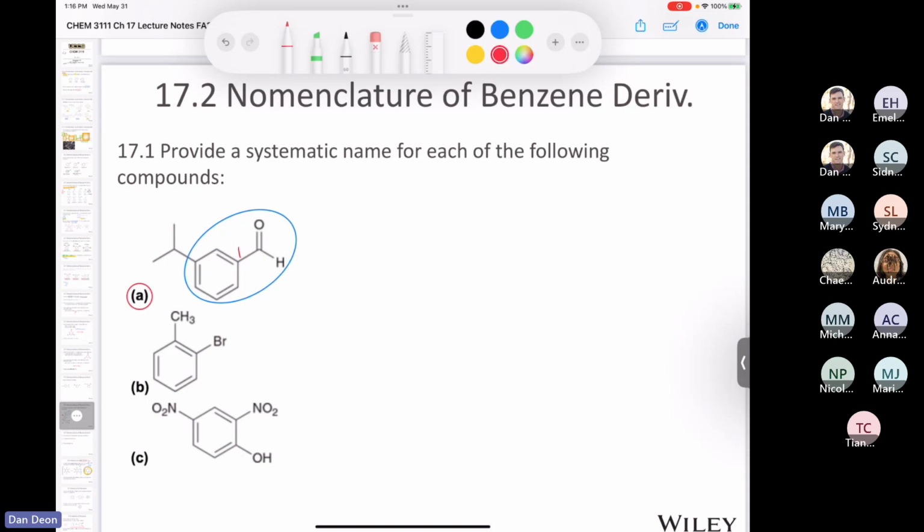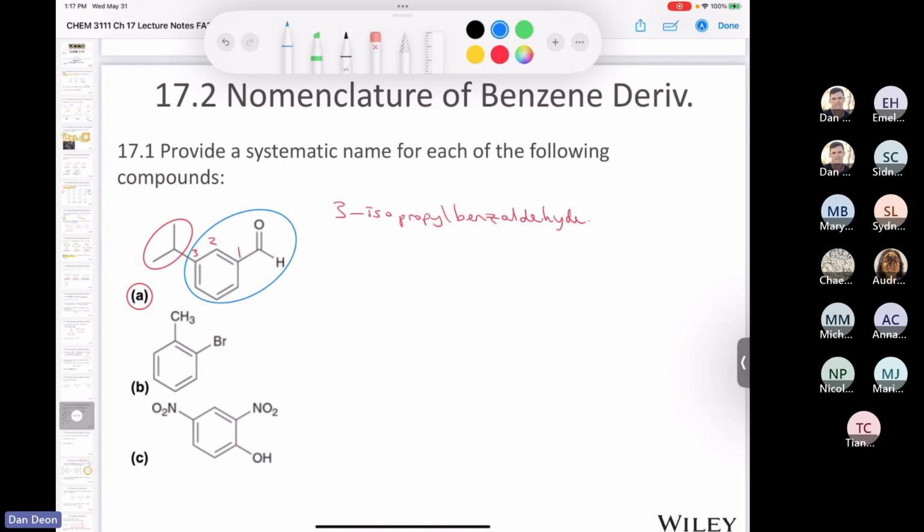Now, whether we go clockwise or counterclockwise, all we're seeking to do is to give the substituent, this isopropyl group, the lowest possible number. Could anybody tell me, would I go counterclockwise or clockwise in this case? It's not a trick question. Yeah, you'd go counterclockwise, right? Yeah, Audrey, absolutely. So 1, 2, 3. So we could call this 3-isopropylbenzaldehyde. That would work.